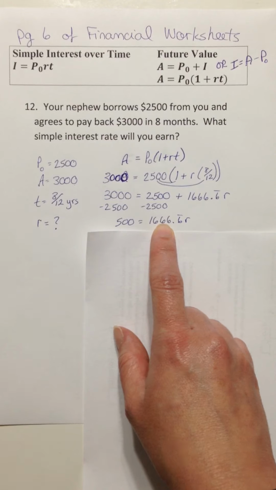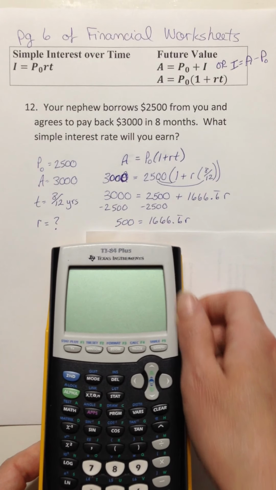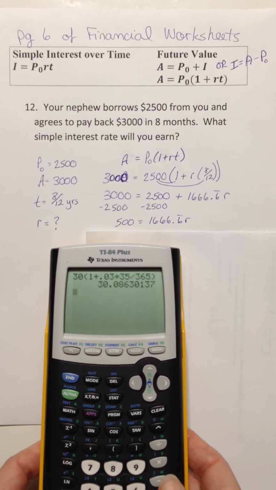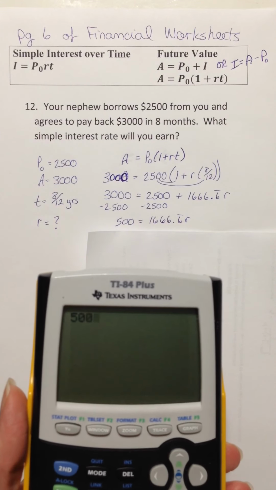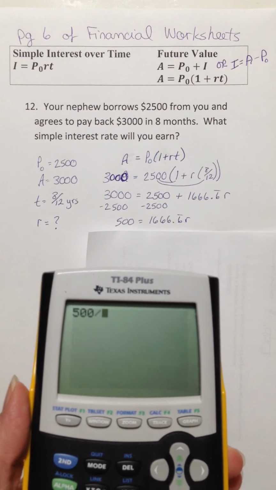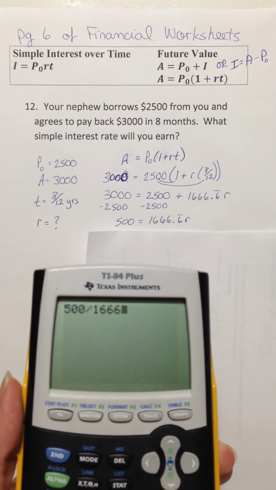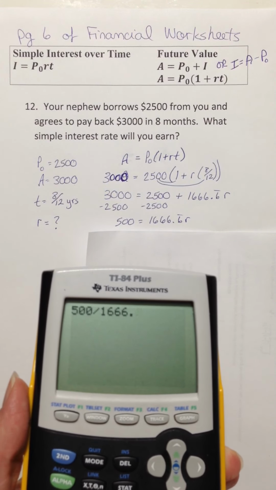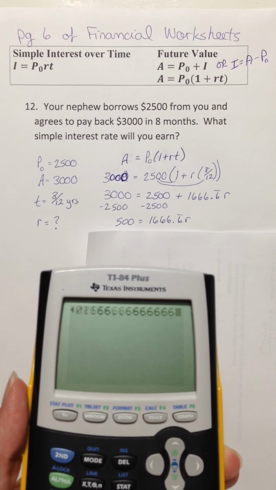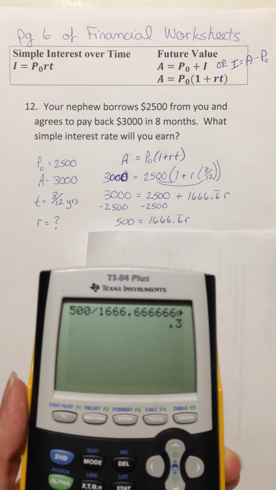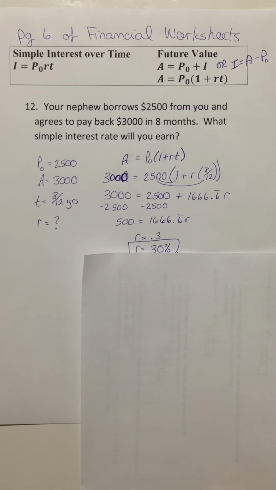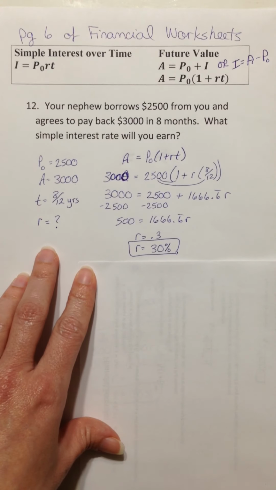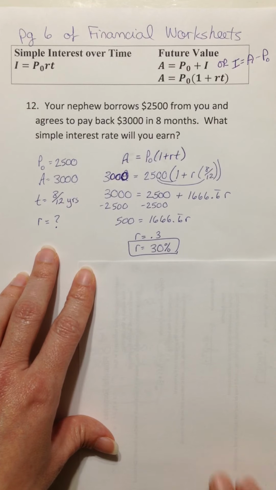Now when you divide, you cannot just put 1/6 on the end of that decimal. You would have to do 500 divided by 166 point. Don't just do 1/6 because it's repeating. Put a lot of sixes in there and it'll give you the 0.3. Then you multiply by 100% to change it to a percent.